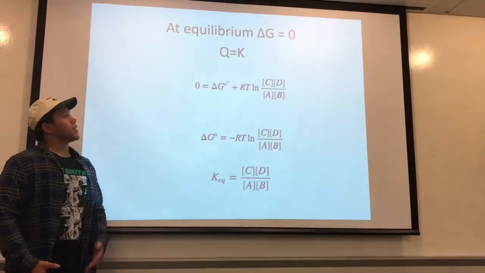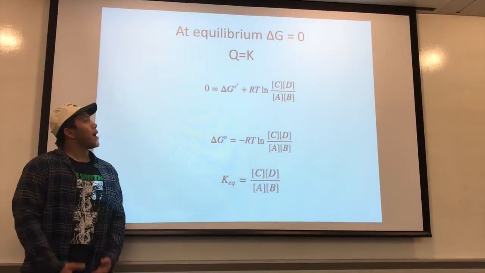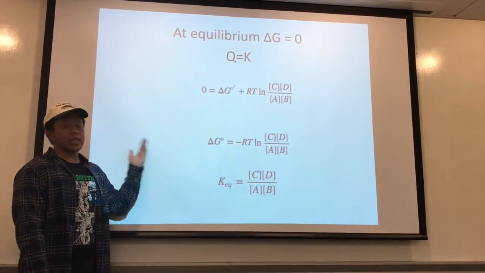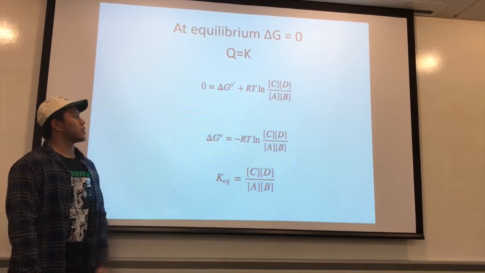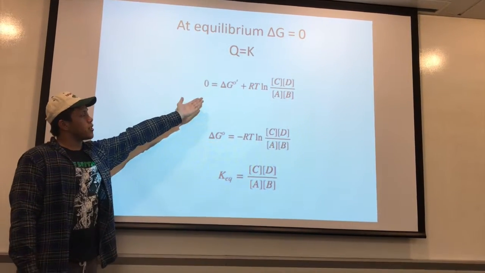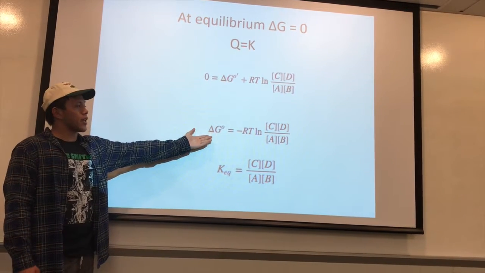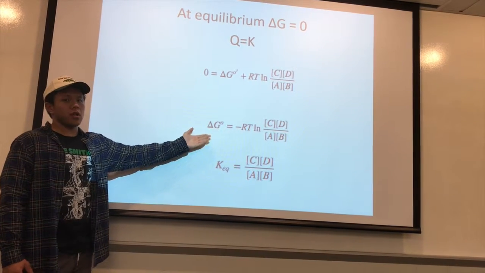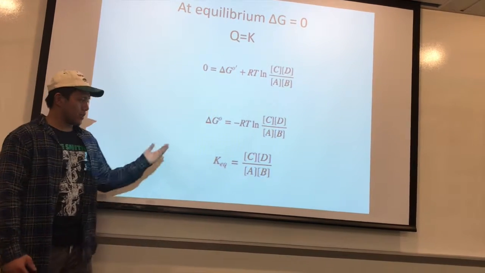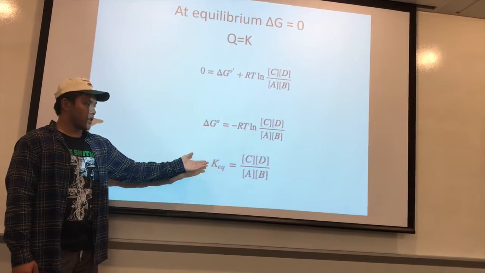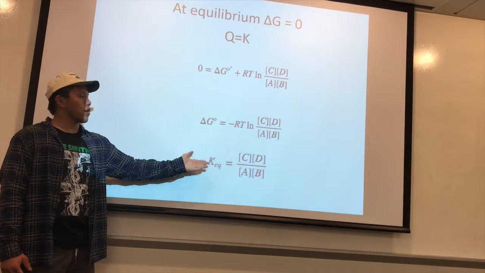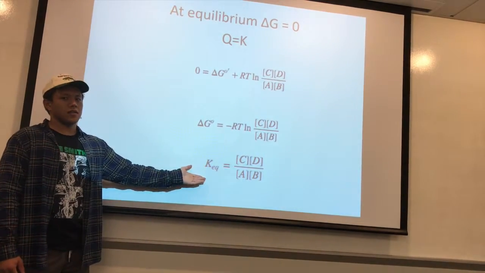At equilibrium, delta G is equal to 0. That means that the reaction quotient is equal to the equilibrium constant. 0 is plugged into the equation and rearranged to get delta G standard state is equal to negative RT natural log of the equilibrium constant. As you can see here, the equilibrium constant is the concentration of the products over the reactants.